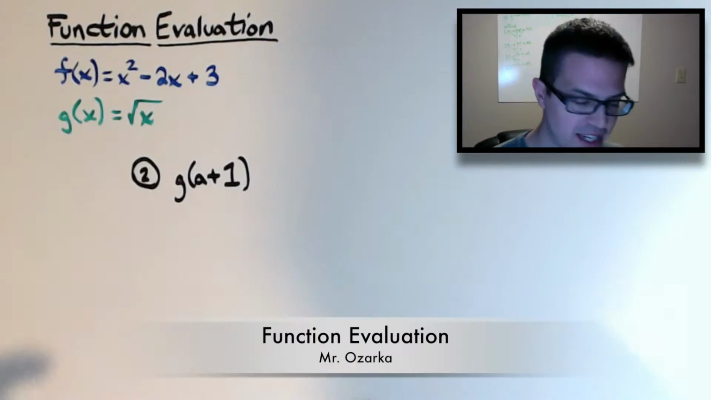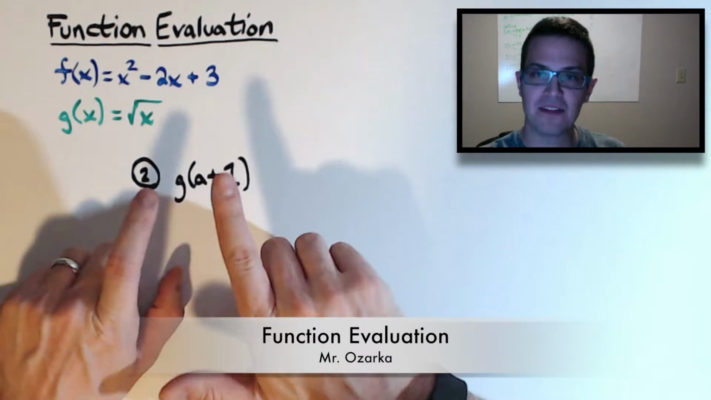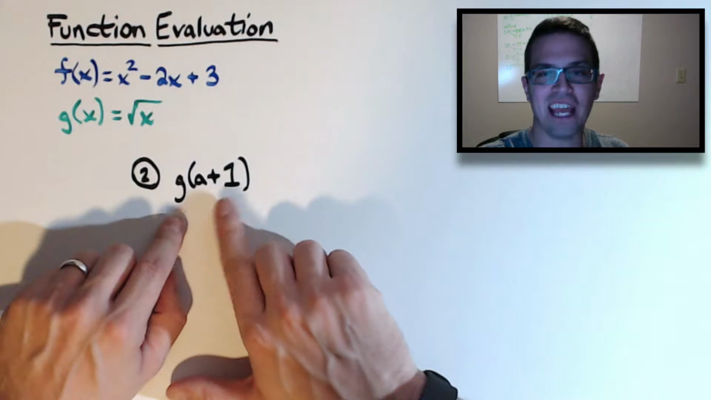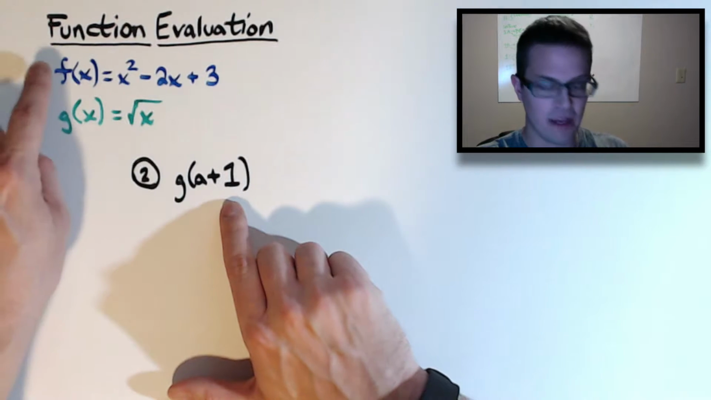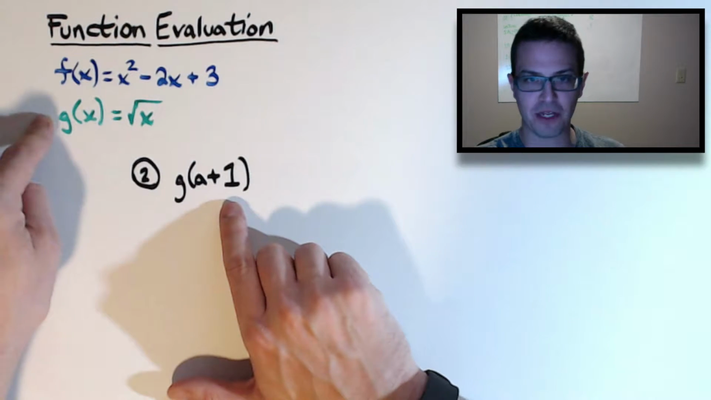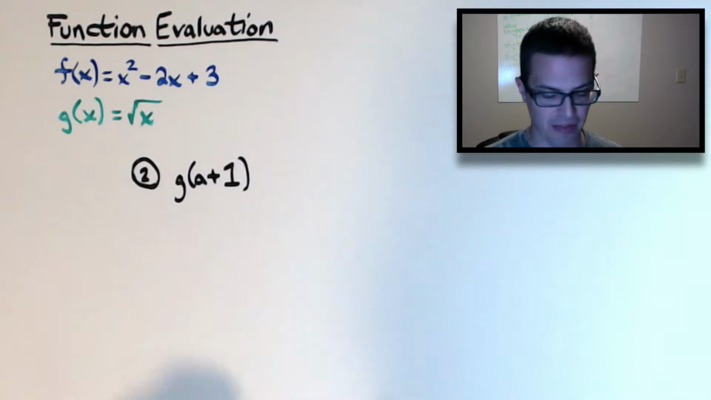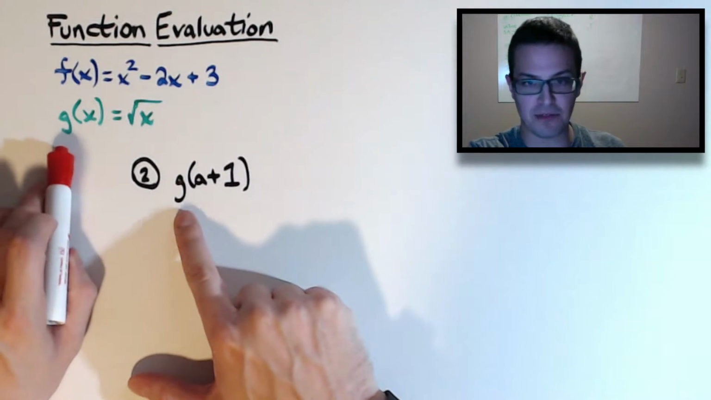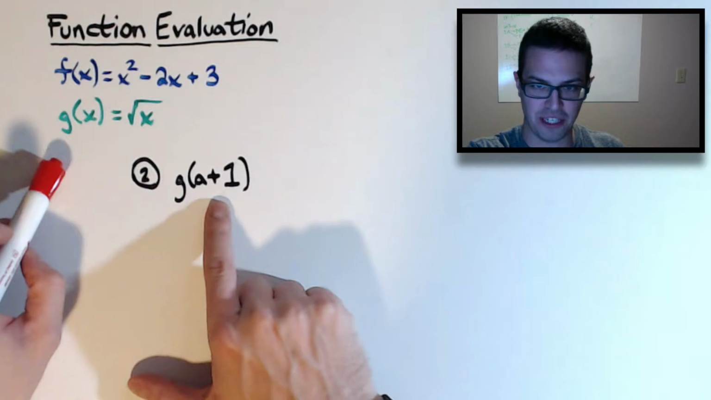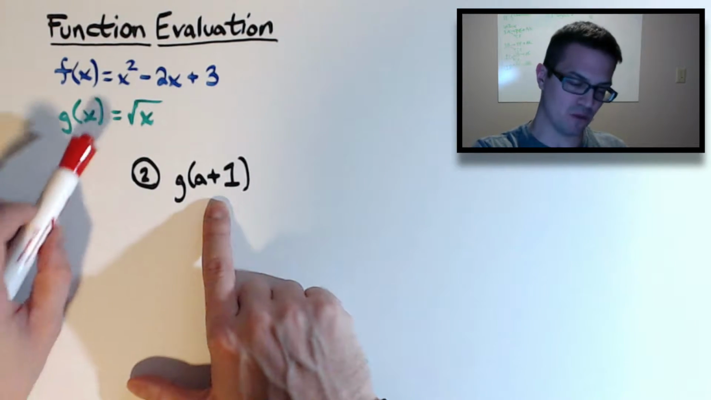Alright, so this is going to be the next video on function evaluation, and this next problem is going to be finding what g of a plus 1 is. Okay, now we have our two functions defined right here, the blue and the green. g of x is equal to the square root of x. So we're going to be using this g right here because it's defined as g, only this time the input is going to be a plus 1 instead of x.